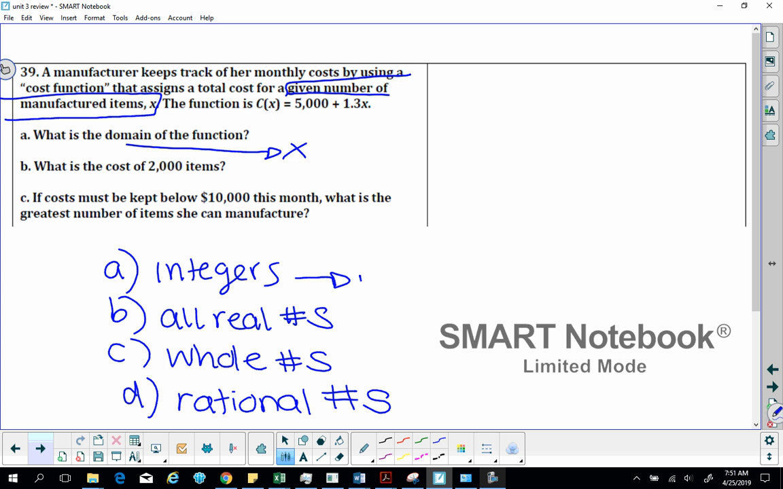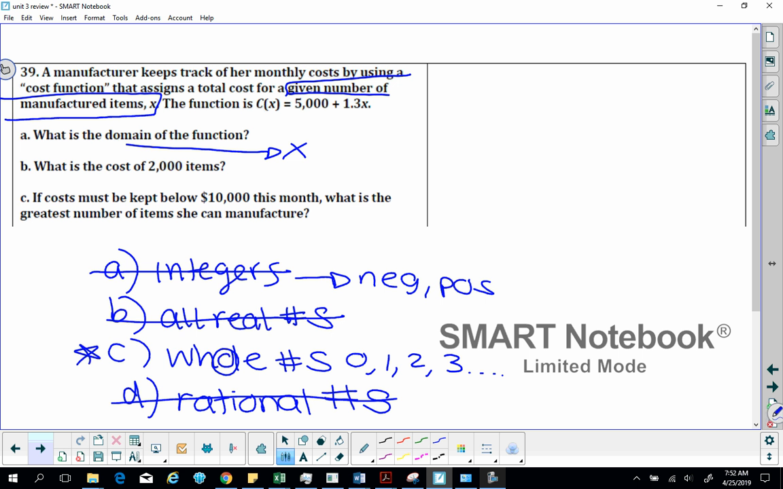Integers includes negative and positive whole numbers. Can I get negative manufactured items? Does that make sense? No, so I can't have integers. All real numbers includes rational and irrational. Can I get square root of 3 of a manufactured item? No. Whole numbers, remember that this is like the 0 in whole numbers. It's just 0, 1, 2, 3. Can I get that many manufactured products? Yes. And then rational numbers can be decimals or fractions. Can I get 2.75 manufactured items? No. So your answer would be whole numbers.